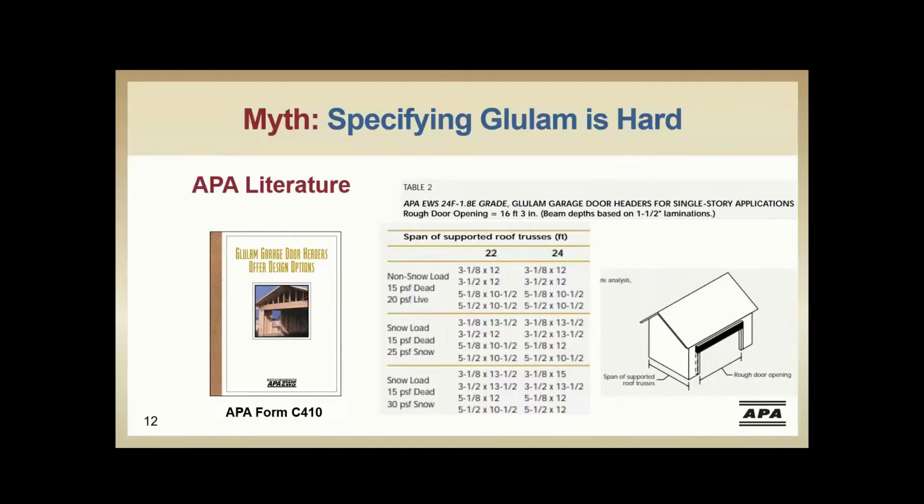We also have APA's Glulam garage door headers guide, which provides tables to allow for selection of an appropriately sized Glulam beam over a garage door for different width openings. They make excellent garage door headers. They come in a 5.5 inch width, so if you're doing a 2x6 wall, you don't need to fur them out.